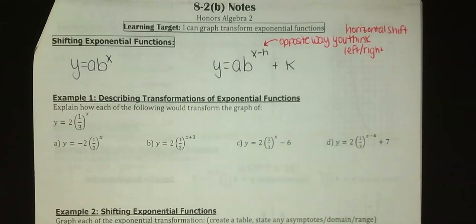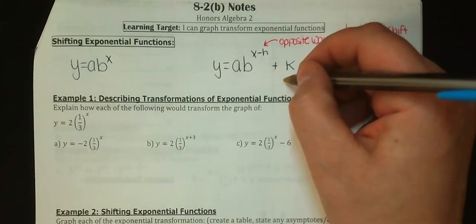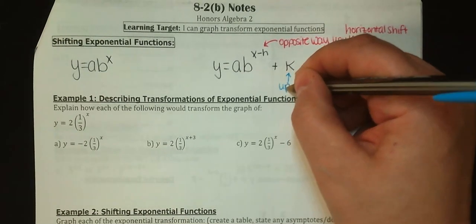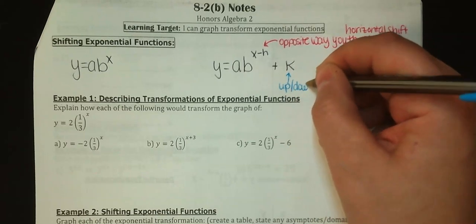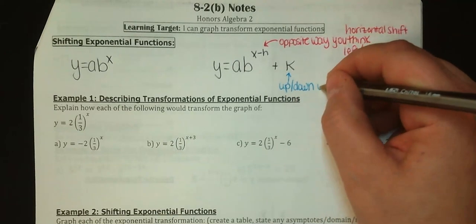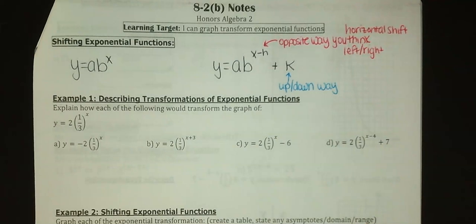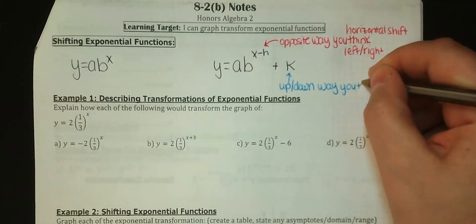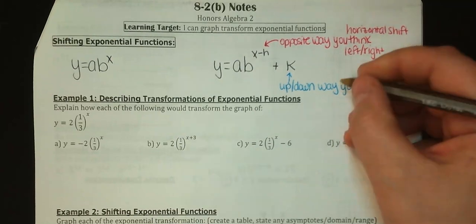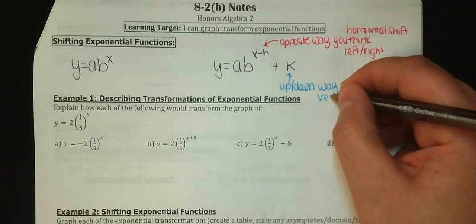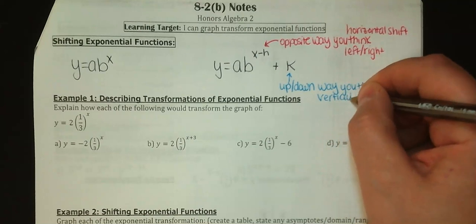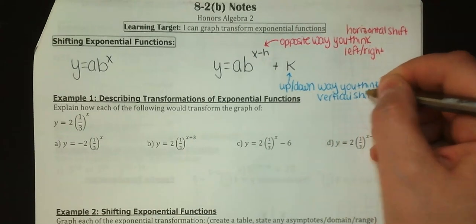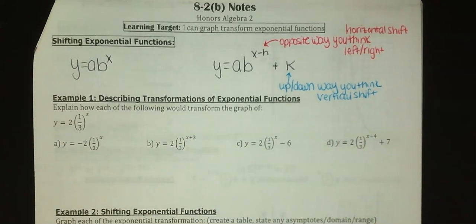And the k is outside, not with the x. That's going to move the graph up or down the way you think. So if it's plus 3, we're going up 3. If it's minus 5, we're going down 5. Up or down the way you think. And that is the technical thing: this is a vertical shift. Up or down is shifting vertically.